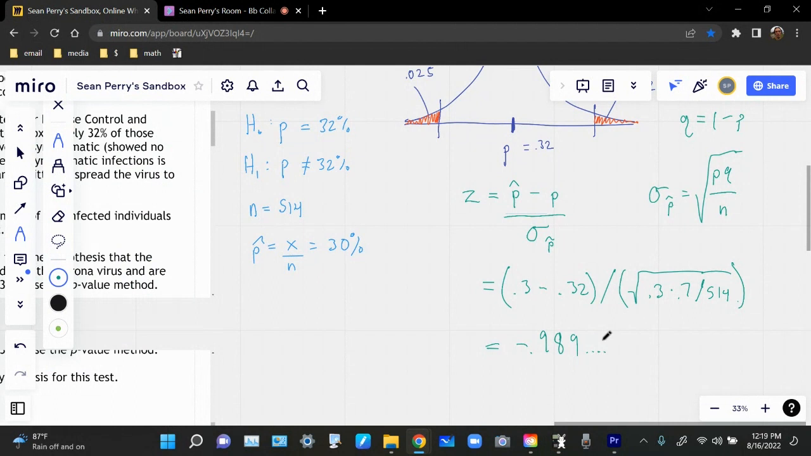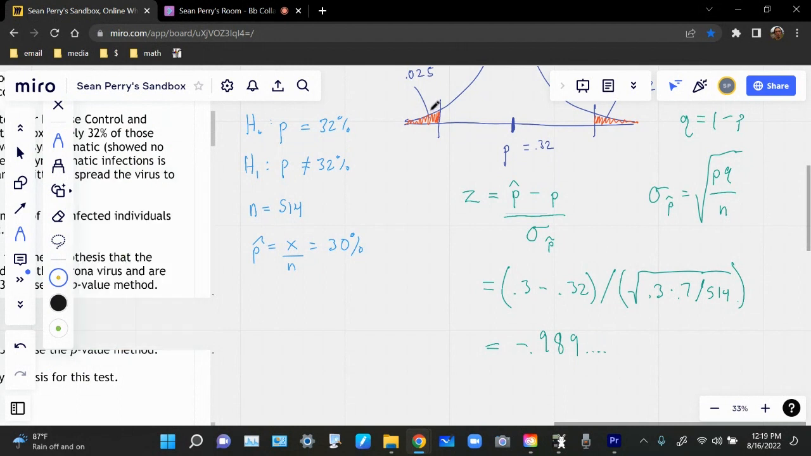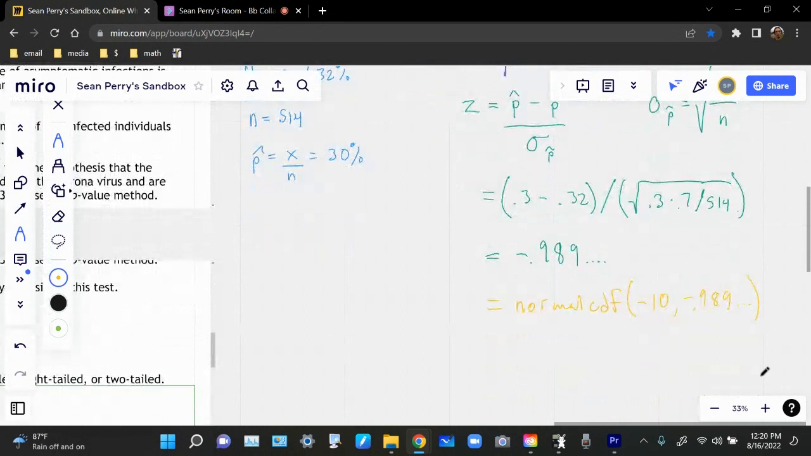Now, this test statistic is associated with a certain left-tailed area. To see what that left-tailed area is, and therefore see how that compares to the alpha area given, I'm going to get normal CDF and go from some very large negative number like negative 10 up to negative 0.989 and so on. If you want to include more decimals there, feel free. It just gets you a more accurate answer.